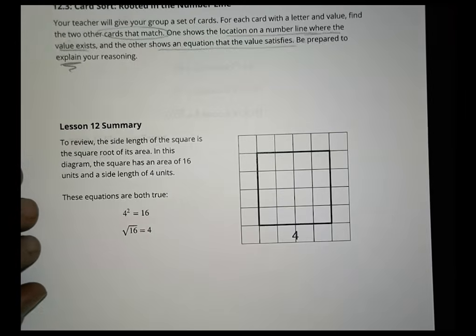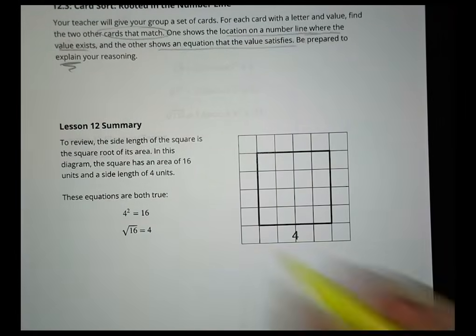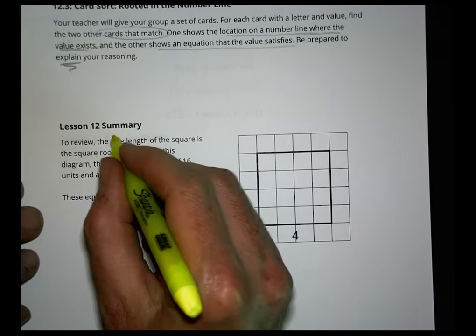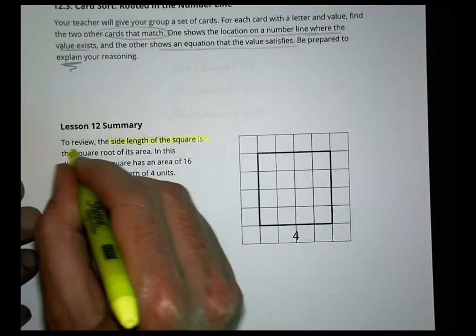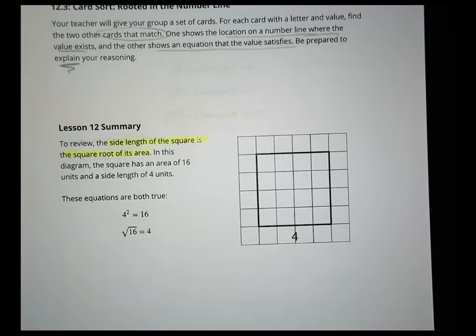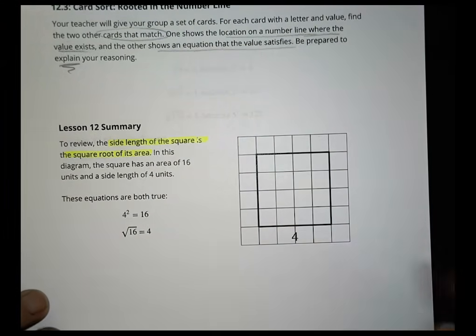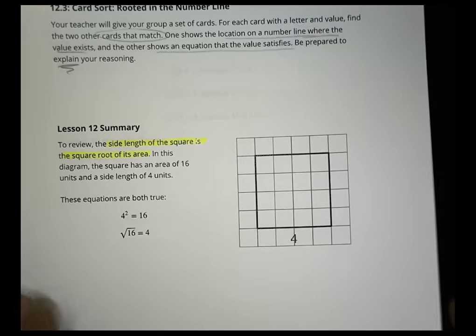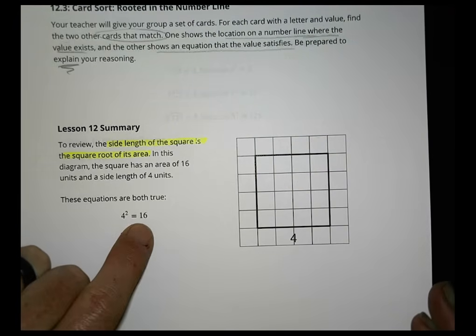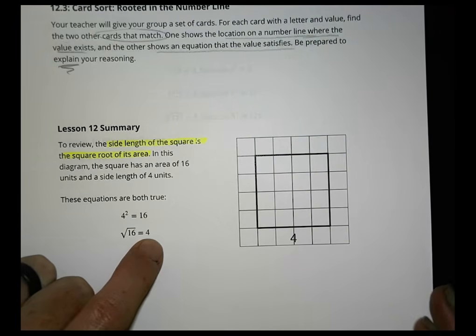So in summary today, the side length of a square is the square root of its area, right? So the side length of a square is the square root of the area. So these equations are both true. 4 squared equals 16, and the square root of 16 equals 4.